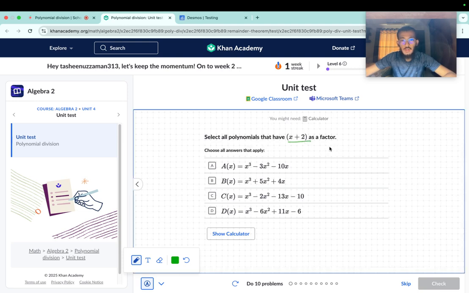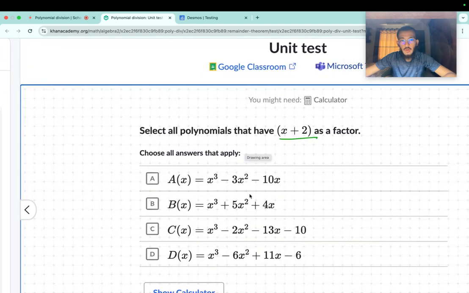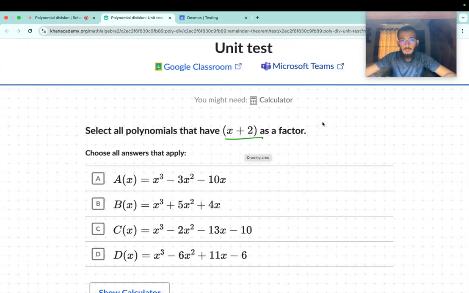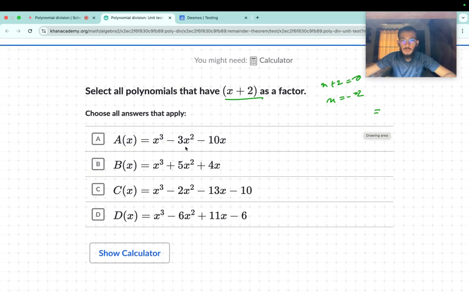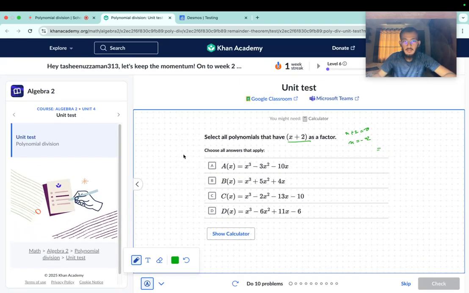Okay, so if x plus 2 is a factor of any polynomial, we know that if we set x plus 2 equals 0, x equals minus 2, and if we insert x equals minus 2 into these polynomials, their remainder should be 0. So this is what we are going to check, whether the remainder is 0 or not, by plugging in values for x.